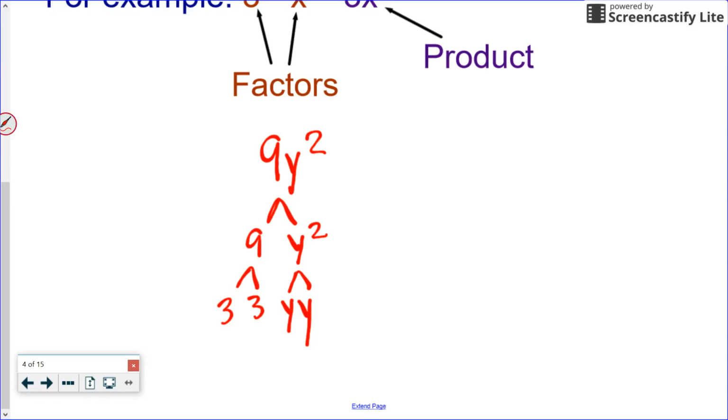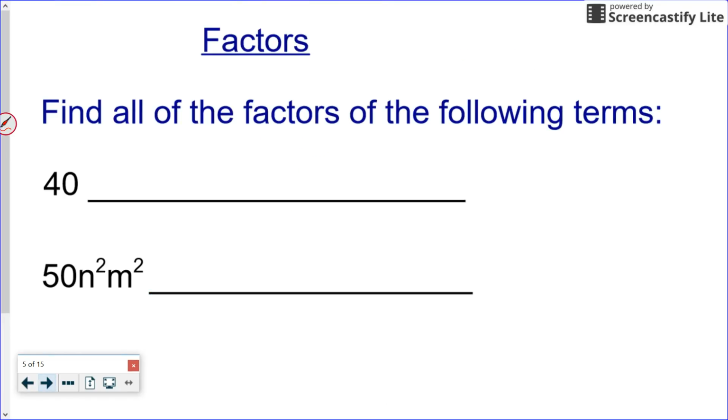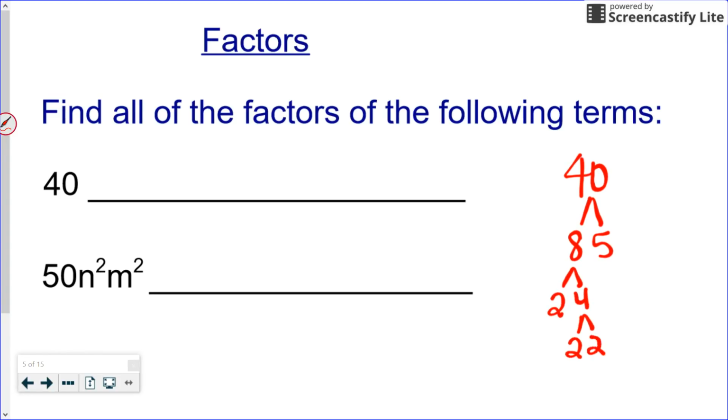So this is kind of where we're leading to. So let's look at 40. 40 would break down to 8 times 5. 8 is 2 times 4, and 4 is 2 times 2. So my factors are 2 times 2 times 2 times the 5. Remember from radicals when we were doing this, it's all the guys that are on the bottom of each of our branches.